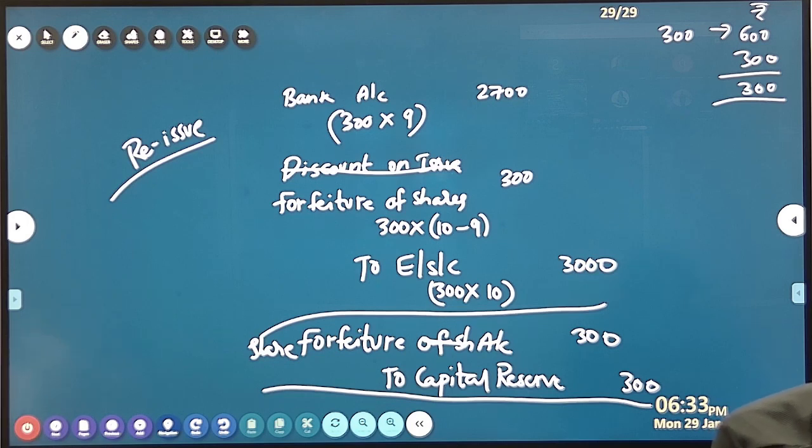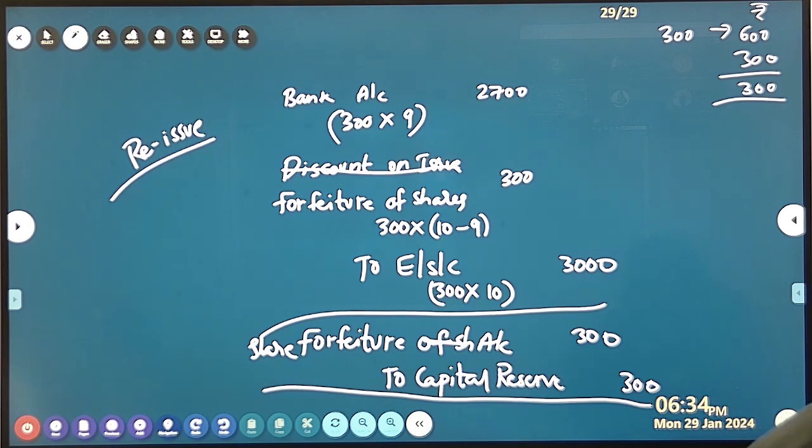We are done with issue of shares, equity shares, preference shares, forfeiture of shares, reissue of shares. I'm going to rights issue. What is rights issue? Anyone? We have discussed this in the first class. Company first. Yes, very good, Kashyap.